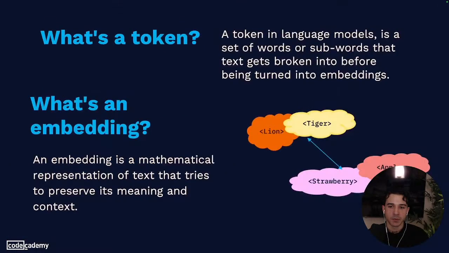Before we talk about what an embedding is, we should first discuss what tokens are. A token in language models is a set of words or subwords that text gets broken into. They are essentially the ingredients of a sentence. But just because we have the ingredients doesn't mean we have the recipe. On their own, transformers have no idea what to do with these ingredients, which is where embeddings come in.